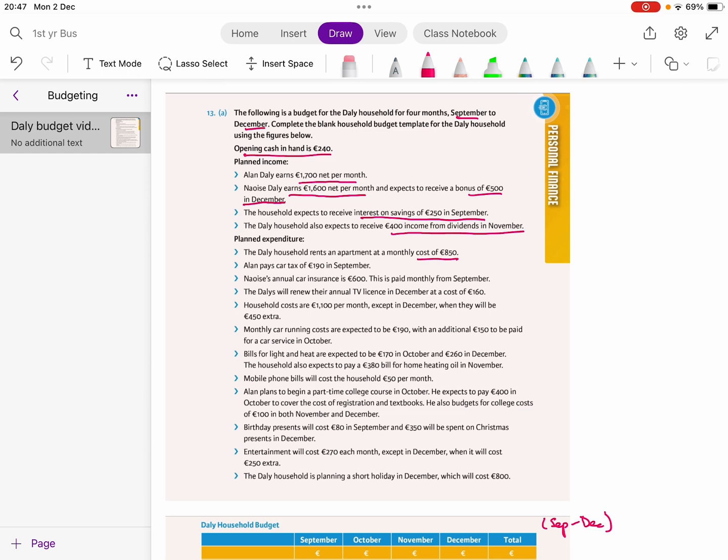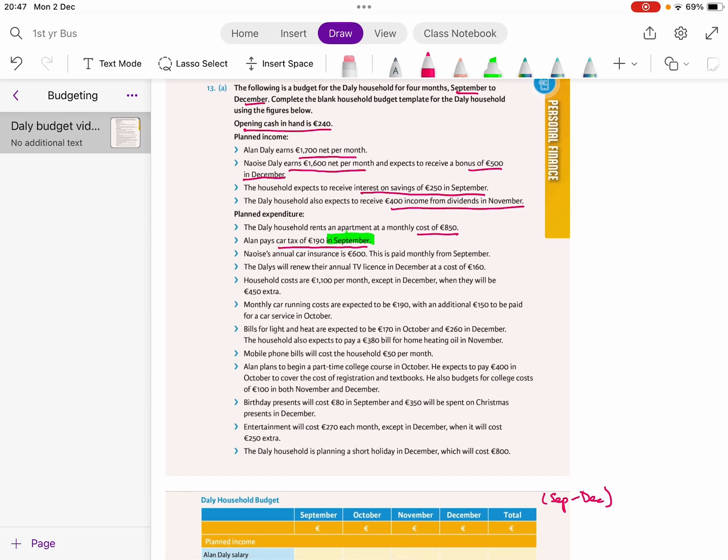Alan pays car tax of 190 in September. Okay, so that's in the month of September now, girls, okay? Nisha's annual car insurance is €600. This is paid monthly from September. Now, when I see annual, I know that means I have to divide by 12, okay? Because annual means for the whole year and I need a monthly figure.